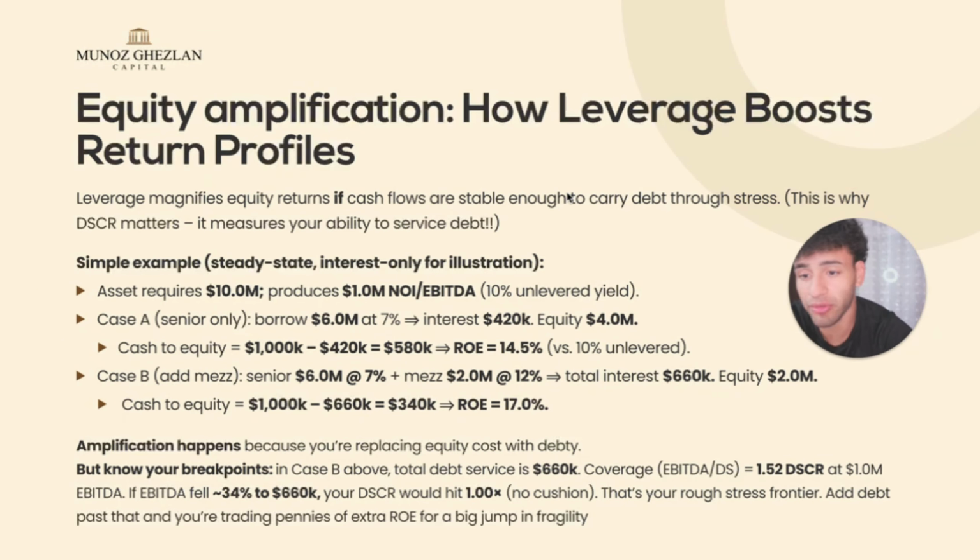So here's going to be a really simple example. If we're buying a company or we're buying a piece of real estate and it costs $10 million, but it produces $1 million in net operating income or EBITDA, we're going to run two different projections here. So in case A, which is going to be only senior debt, the cheapest form of capital, we're going to borrow $6 million. It's going to be 60% LTV effectively. That $6 million is going to have a 7% interest rate.